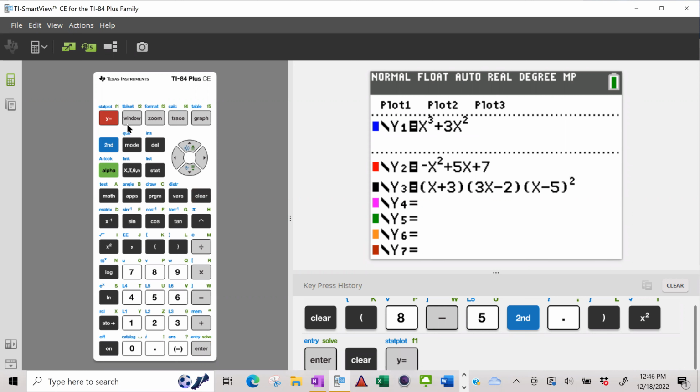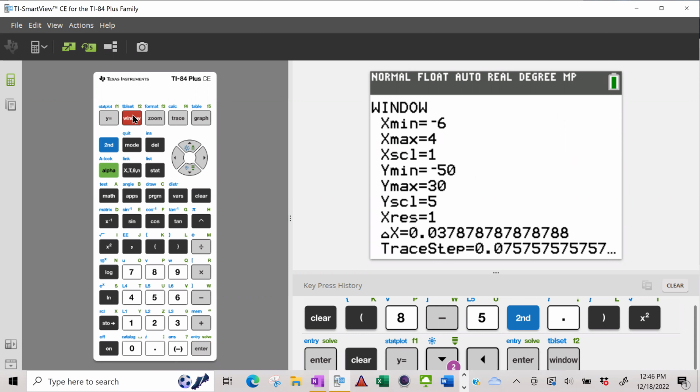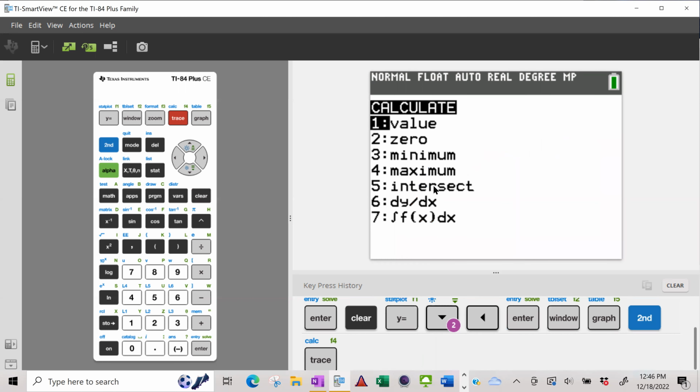x cubed plus 3x squared, minus x squared plus 5x plus 7. Let me graph those. I've got this up here for later, so I'll shut that off. For my window, I think I've got my window set up the way I want. So there's my window settings. And let's graph it and see what we get. All right, so I need to find these 3 points of intersection. You can do that on your graphing calculator. You can do that on Desmos.